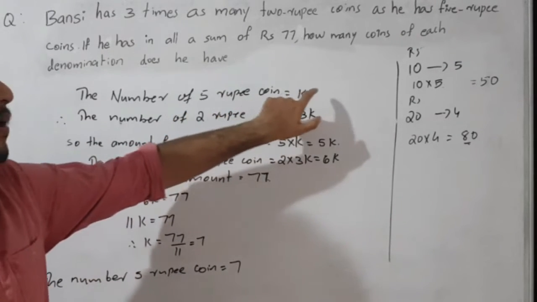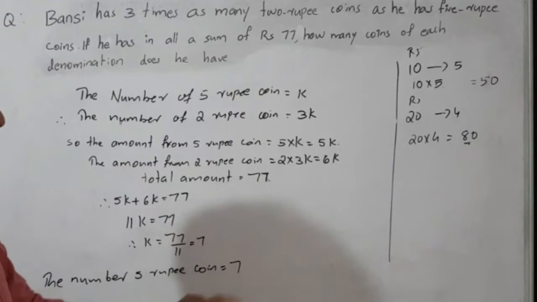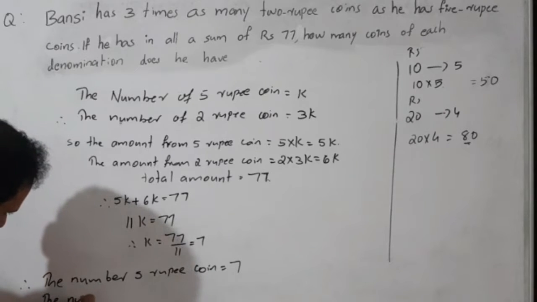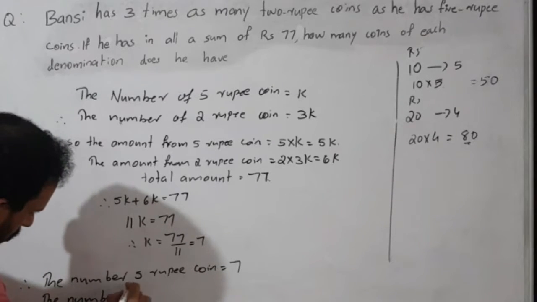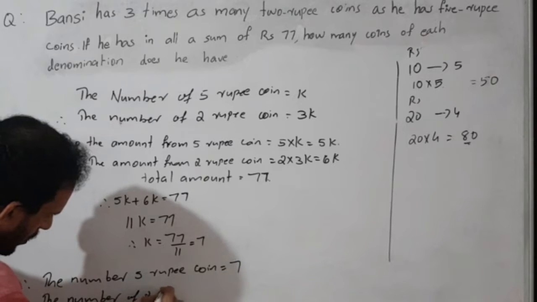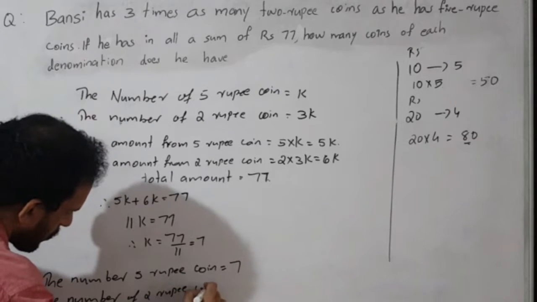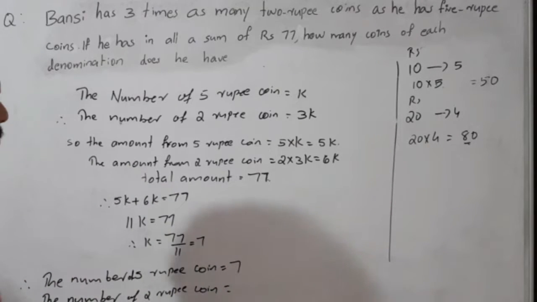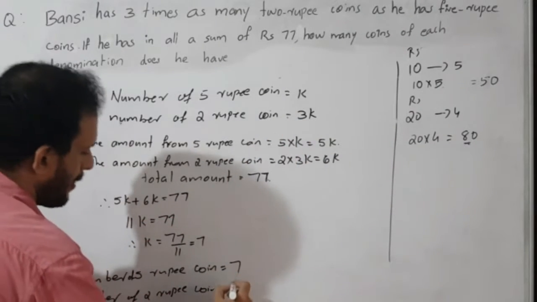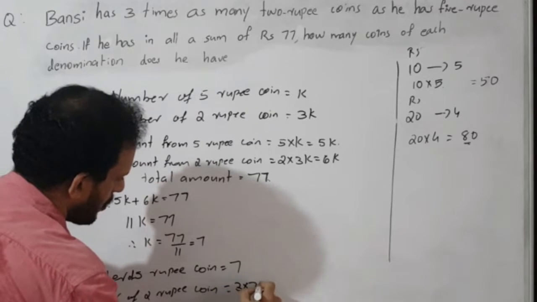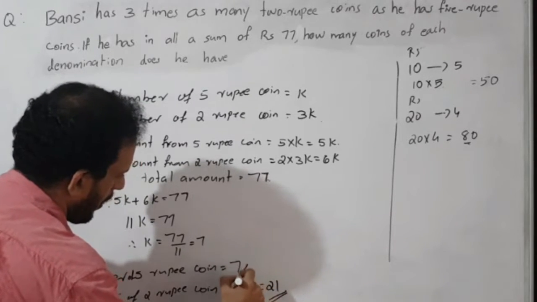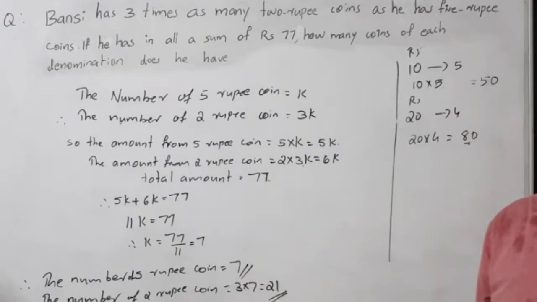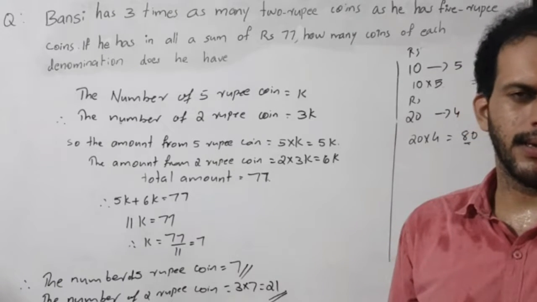5 rupee കോയിന്റെ എണ്ണമാണ് K. അപ്പോൾ എത്ര 5 rupee കോയിൻ ഉണ്ട്? 7. എത്ര 2 rupee കോയിൻ ഉണ്ടാവും? The number of 2 rupee coin is equal to, എത്ര 2 rupee coin ഉണ്ട്? 3K. That means 3 into 7 is equal to 21. Correct? Then the number of 5 rupee coin. Then Benzi has 7 5 rupee coins and 21 2 rupee coins.